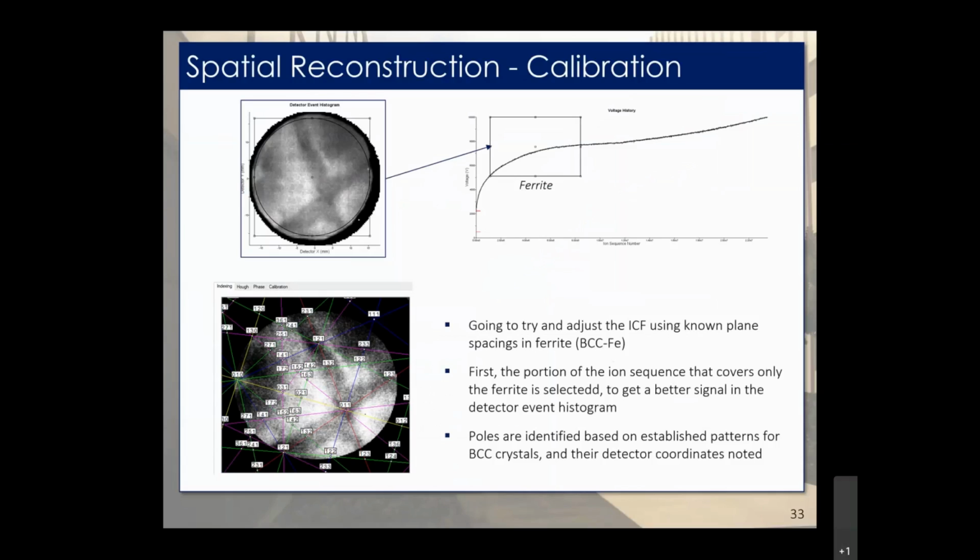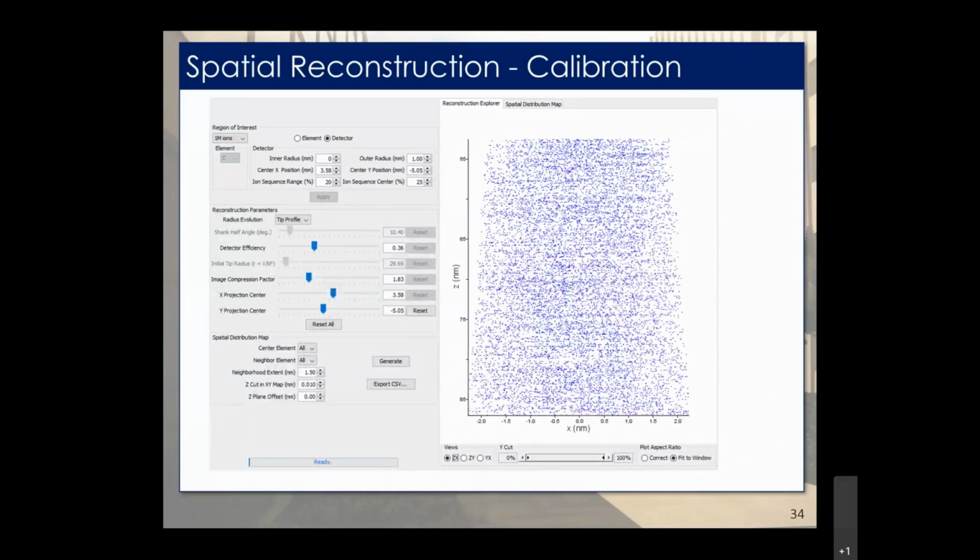So we can identify peaks known for BCC materials, in this case because it's BCC iron, and identify those poles based on these established patterns. We can see an example of that on the bottom left, using the pole indexing tool in IVAS, but you don't necessarily need that tool if you can readily identify what they are. One of the poles we can use, for example, is in that main cross, the 011 ferrite pole. Then we go to the Reconstruction Explorer and adjust our reconstruction parameters until we get d-spacings that satisfy this material.